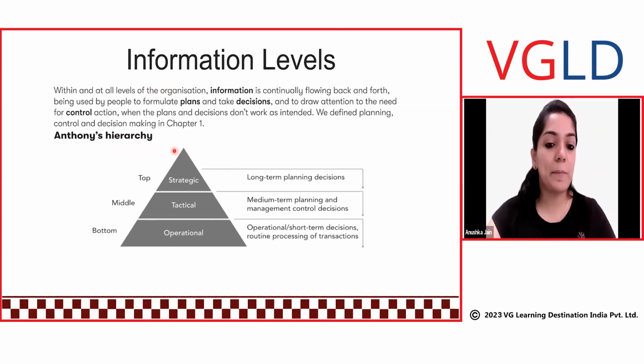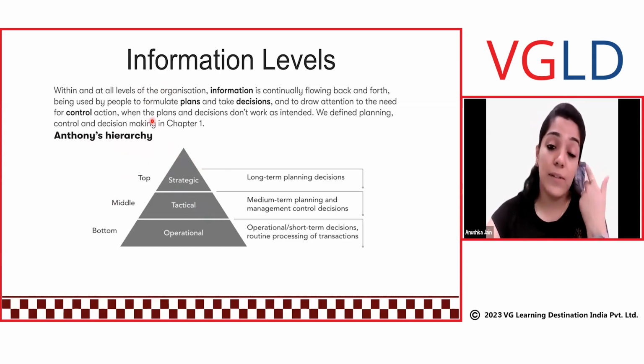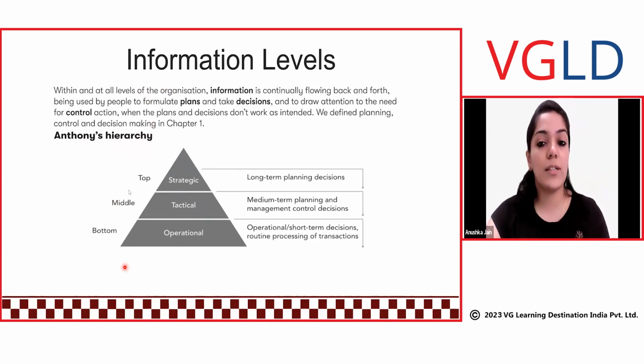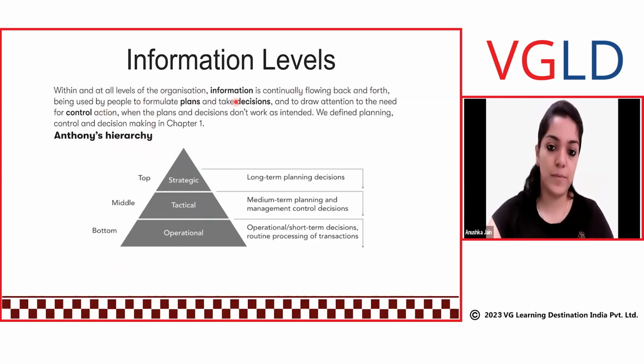So I was giving you examples of Anthony's hierarchy yesterday in the class. So this is Anthony's hierarchy. What does it say? Within and at all levels of the organization, information is continually flowing back and forth, being used by people to formulate plans and take decisions. So that is the purpose of information, no?